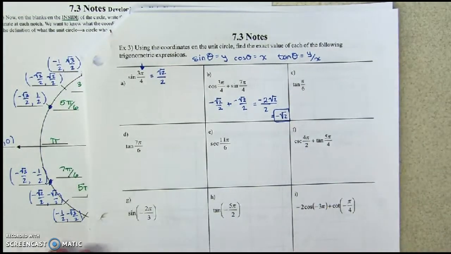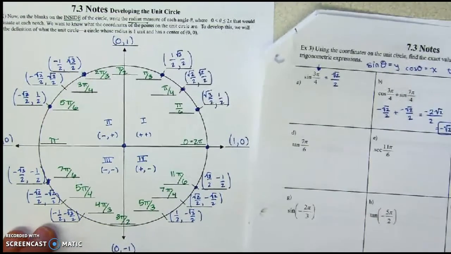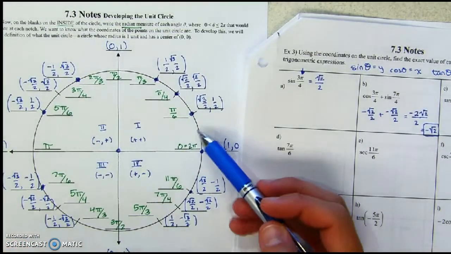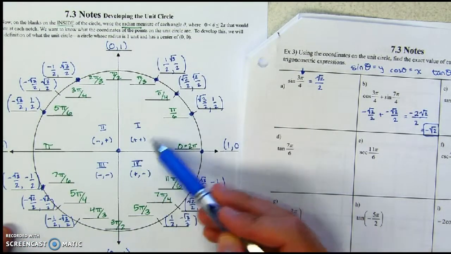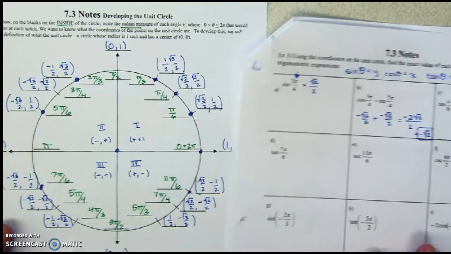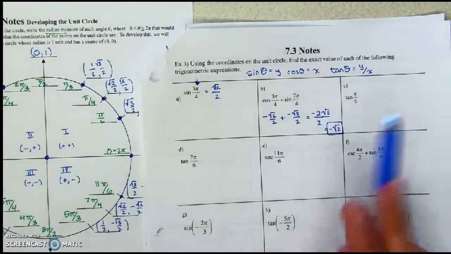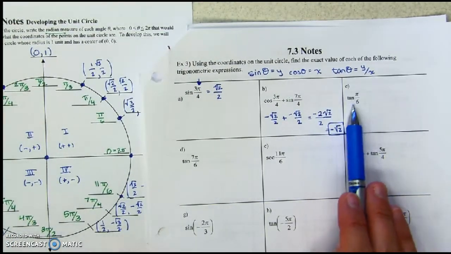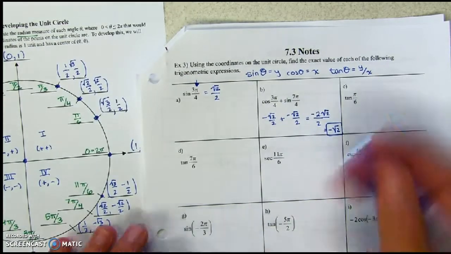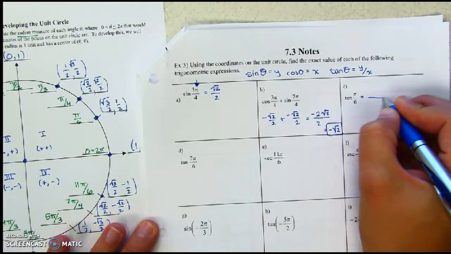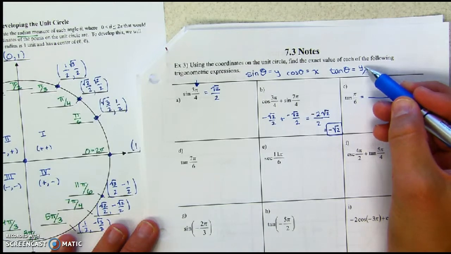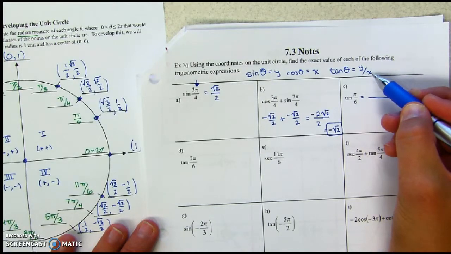Tangent of pi over 6. Where is pi over 6? Pi over 6 is the itty-bitty, the smallest angle on the unit circle. It's right here, 30 degrees. Oh, I forgot what value we're looking for, so I'm going to go back. Oh, it's tangent. Okay, tangent takes some work. You ready to work? The tangent at pi over 6 will equal the y value divided by the x value.